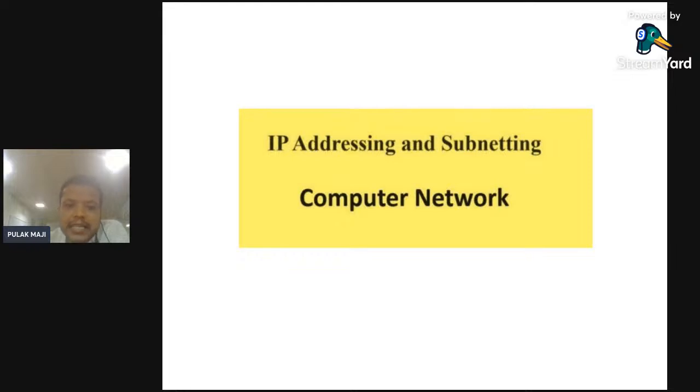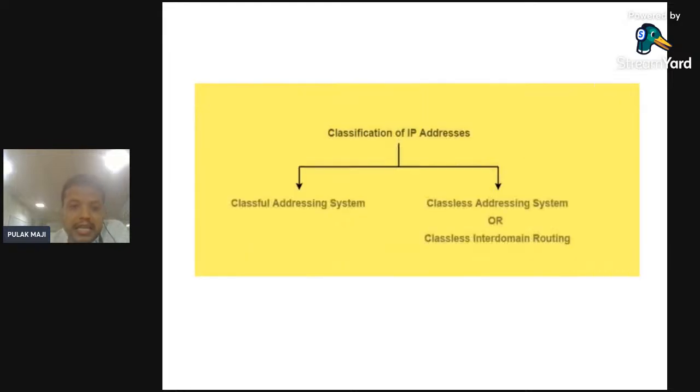Now the next thing in IP addressing. First, let me show the next slide. This IP addressing is further classified into two types. The first one is classful addressing, and the second one is classless addressing, which is also known as CIDR, that is classless inter-domain routing. So it is further classified into classful and classless.